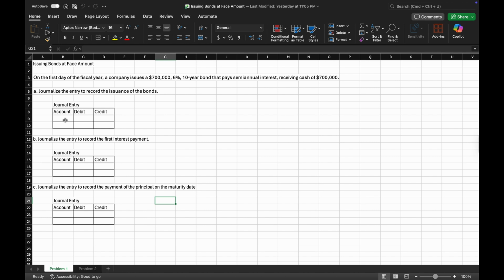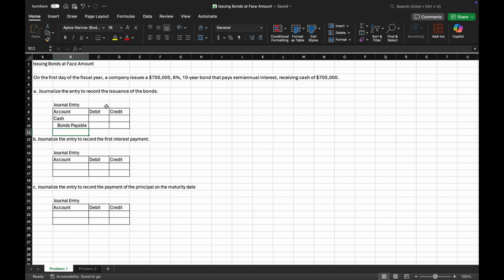So the first thing we need to do is to put the two accounts being affected by the problem. For us, that'll be cash and bonds payable. So cash is going up as the company is receiving cash from the investor for the bond, and since it is an asset account, it goes up with a debit. As we can tell, the company is receiving cash of $700,000, so let's put that as the debit to the cash account.